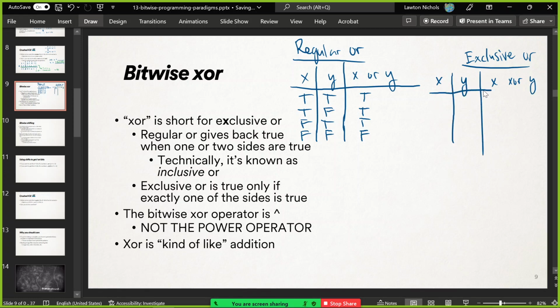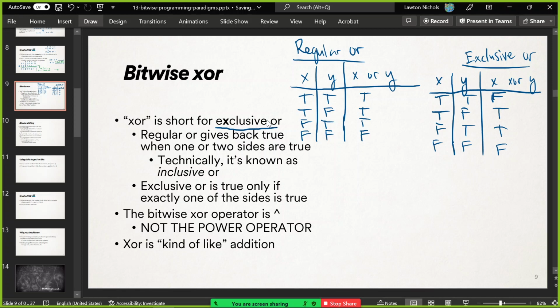Here's the difference. True, true, true, false, false, true, false, false. Exclusive OR is the same for all of these. True, false, that's true. False, true, that's true. False, false, that's false. This is the one place where it differs from normal OR. It says that true exclusive OR with true is false. That's the one difference.